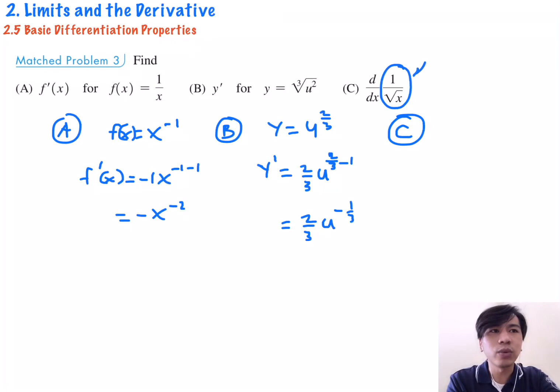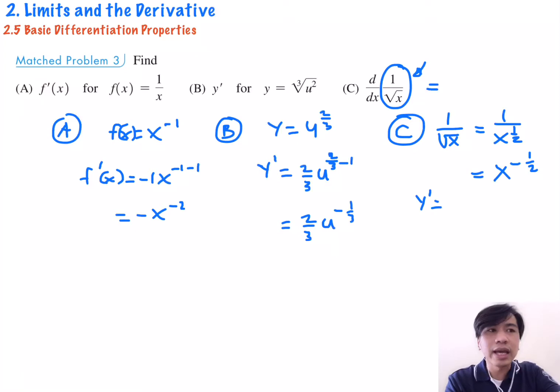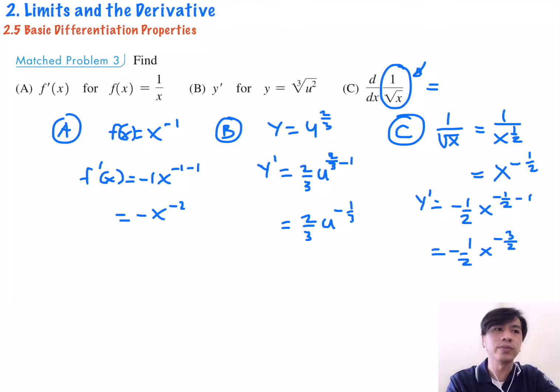Okay, C, this part, we can state it as, so 1 over square root of x is equal to 1 over x to the power of half. Since it's in the denominator, we can also put it as x to the power of negative half, right? So when we are told to find the derivative, I'll just put y prime, okay? That will be negative half x to the power of negative half minus 1. So we'll get negative half x to the power of negative 3 over 2.